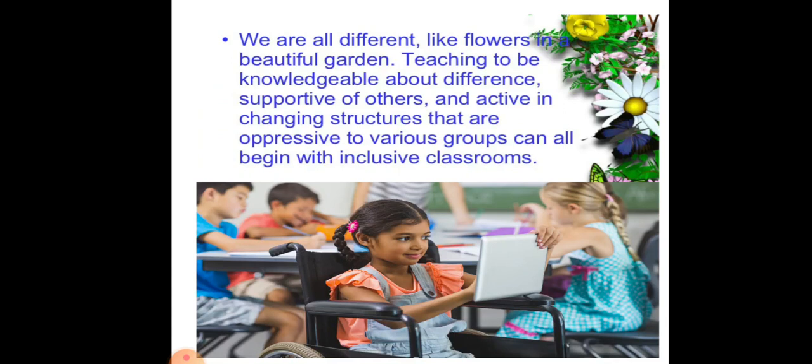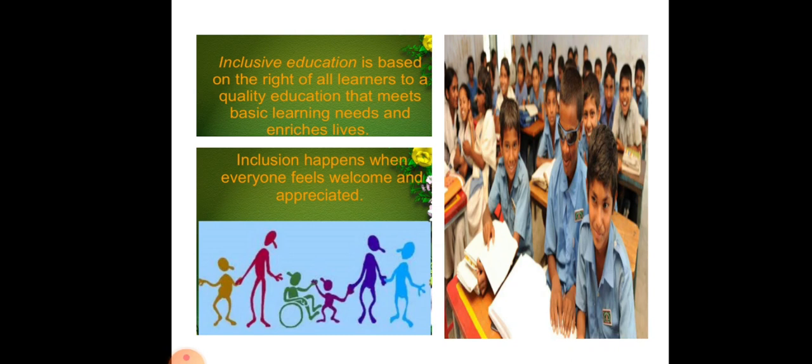So you know that we all are different, like flowers in a garden. So teaching to be knowledgeable about difference, supportive of others, and active in changing structures that are oppressive to various groups can all begin with inclusive classrooms. And we should help these students with disability. So, inclusive education is based on the right of all learners to a quality education that meets basic learning needs and enriches lives. Inclusion happens when everyone feels welcome and appreciated. If there is any student with disability in our classroom, we should always help that particular student.